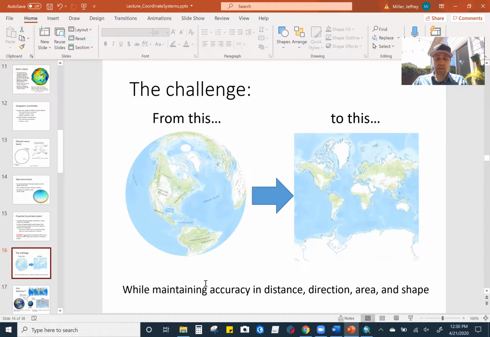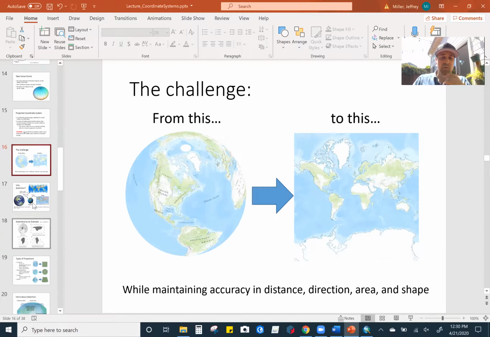So yeah, maintaining accuracy in distance, direction, and area. So think about this for a second. We are all working in a mapping software, and that mapping software is on a flat screen. So in all reality, everything you guys have been doing and will continue to do has been in this kind of reprojected world where the Earth itself has appeared to be somewhat distorted in some form, shape, or fashion. Okay. Other examples.